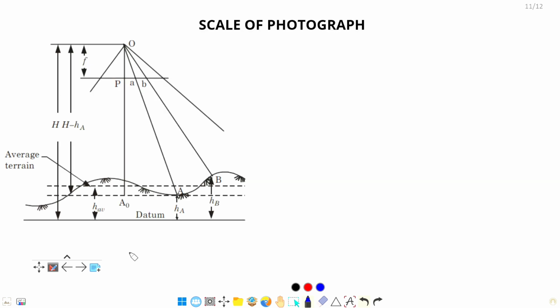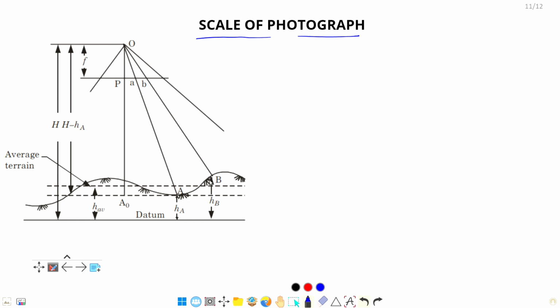Now moving further to the next and most important part of our video, that is scale of photograph. I must say that this module will consist of 2 to 3 videos, or maybe 4 videos, but after seeing these 4 videos you can achieve around 5 to 10 marks in your exams.